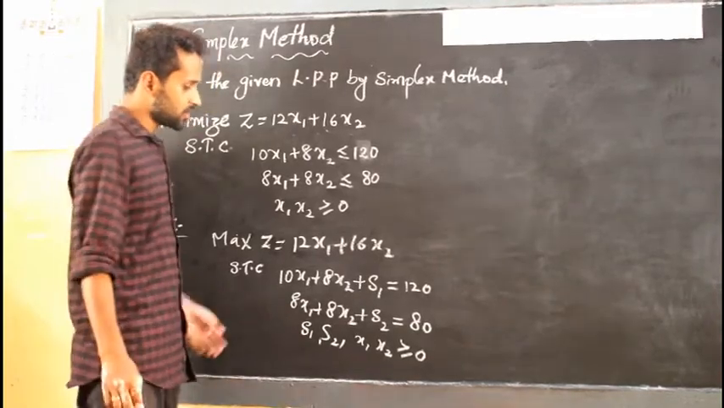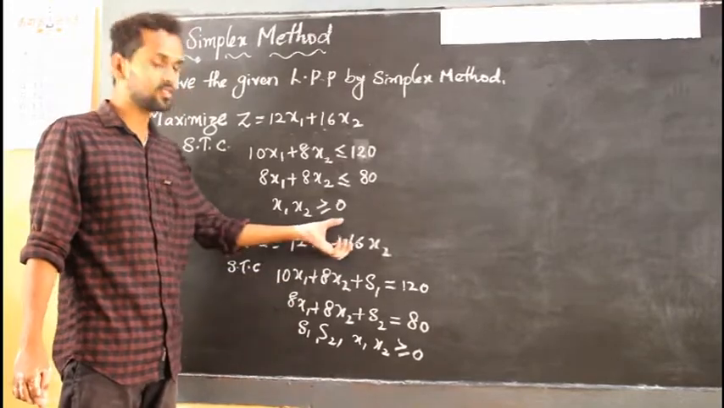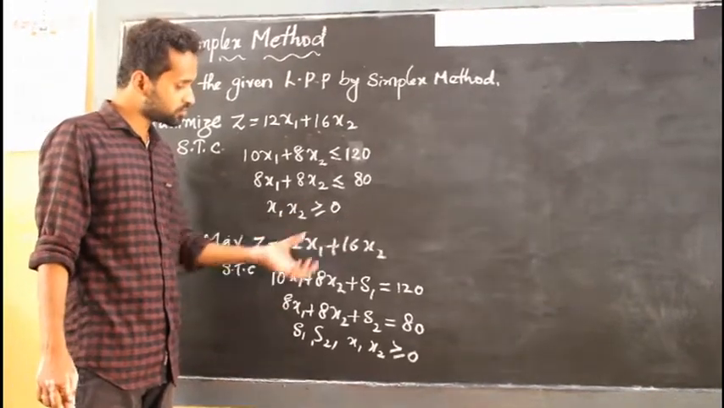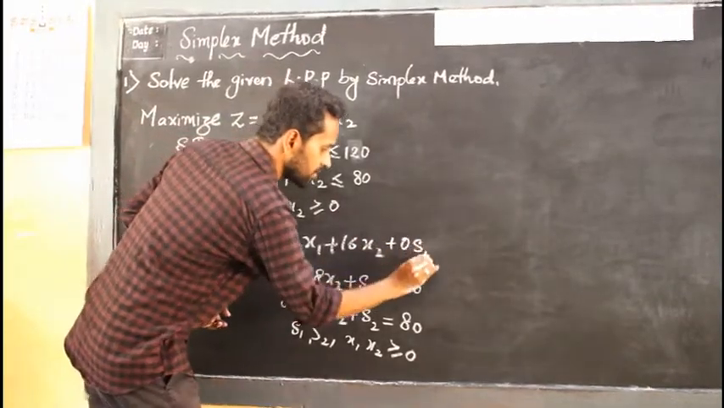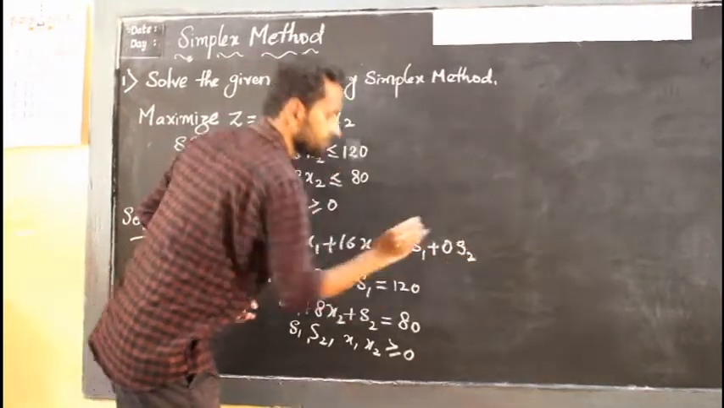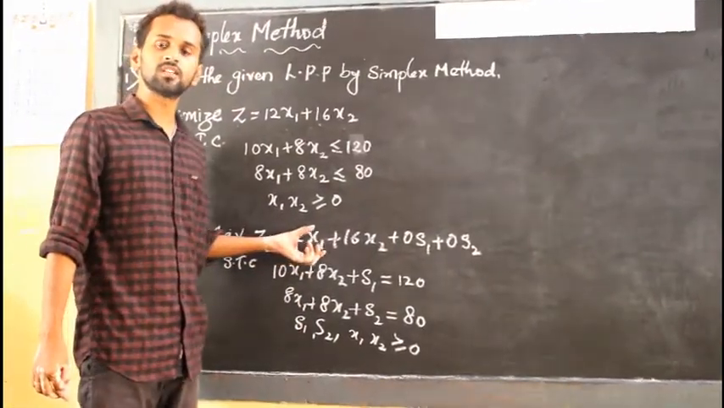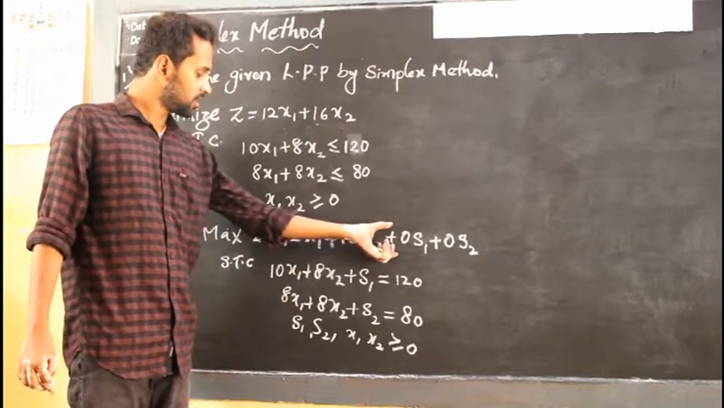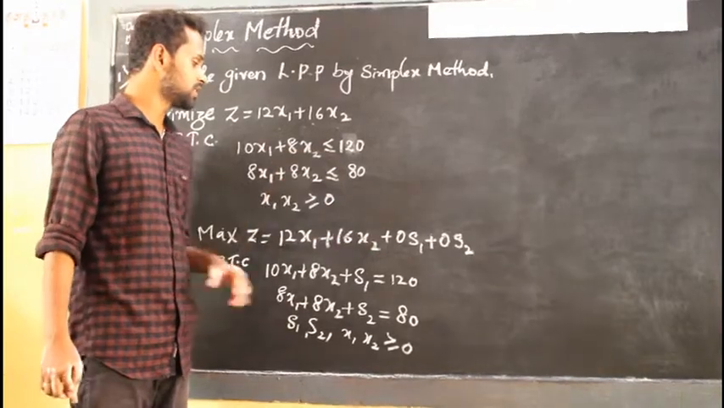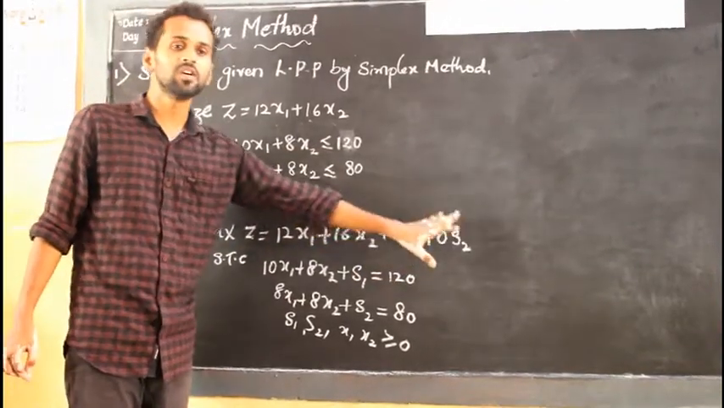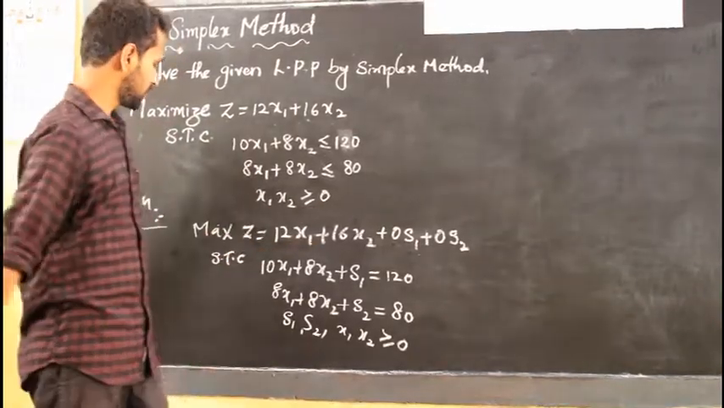This is what I am supposed to be considering. And now whatever variables are introduced in the constraints, the same variables I should introduce in the objective function also. When I introduce them to the objective function, it becomes 0s1 plus 0s2. Is it clear? Whenever I add a variable, we should not get a change in the originality of the equation. That's my intention. So that's why 0s1 plus 0s2 doesn't make any change in the objective function. So this is your complete first step.